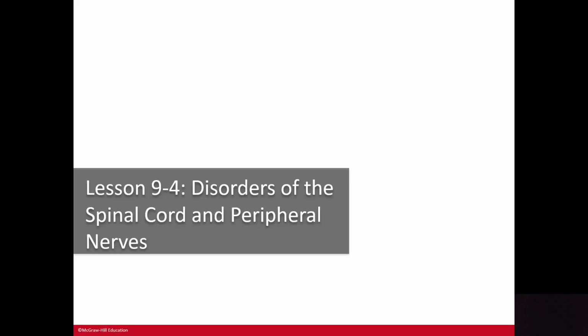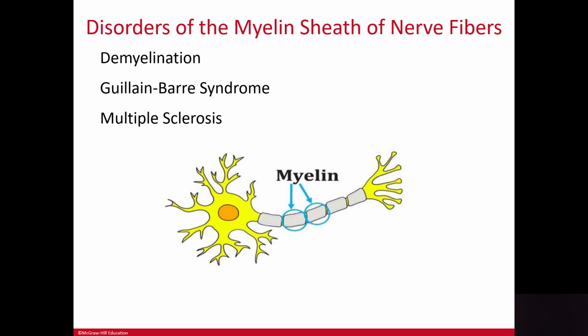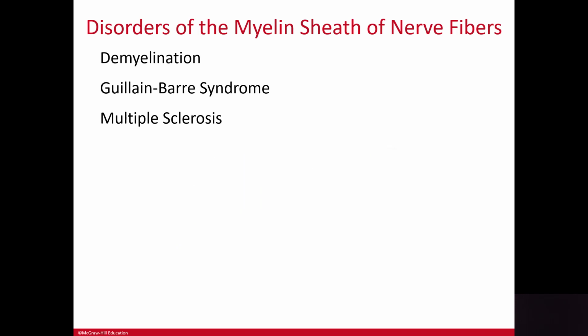In this video, we're going to discuss more disorders of the nervous system, and this time we're going to focus on spinal cord and nerve disorders. Let's start with disorders of the myelin sheath, and remember, myelin is the fatty substance that surrounds the axons of the nerve cells and increases the speed of impulses. If the myelin sheath is damaged, nerve cells do not conduct impulses normally, or nerve conduction is slowed down.